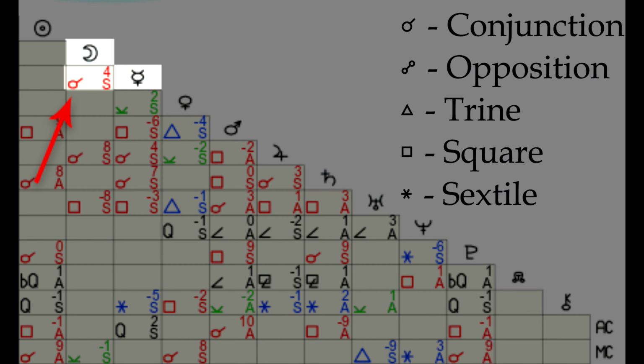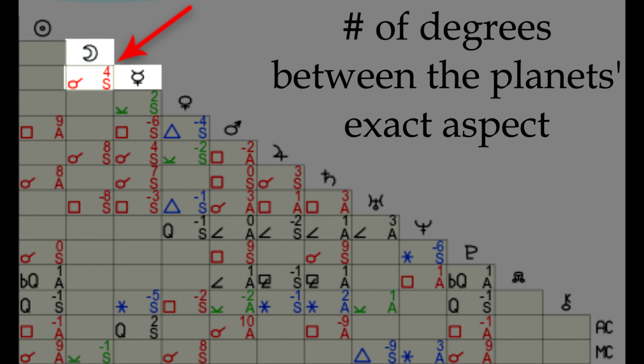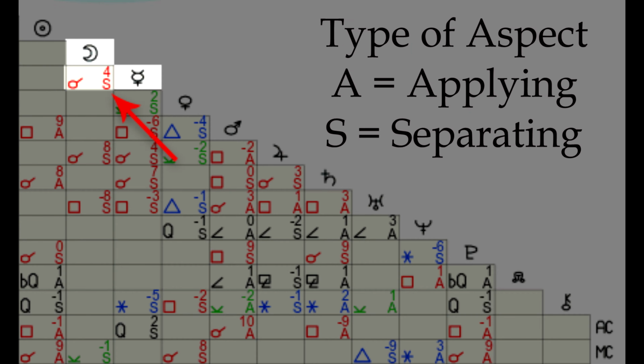The information in the bottom left corner represents the aspect type that is forming here. This is the symbol for the conjunction aspect, which, as we know, is an aspect that occurs between planets that are close to 0 degrees, so close to being right on top of each other. The 4 in the upper right corner represents the number of degrees between the two planets. Because the number 4 is here, we know that there are 4 degrees between Mercury and the Moon. They are not exactly 0 degrees apart, they are 4 degrees apart.